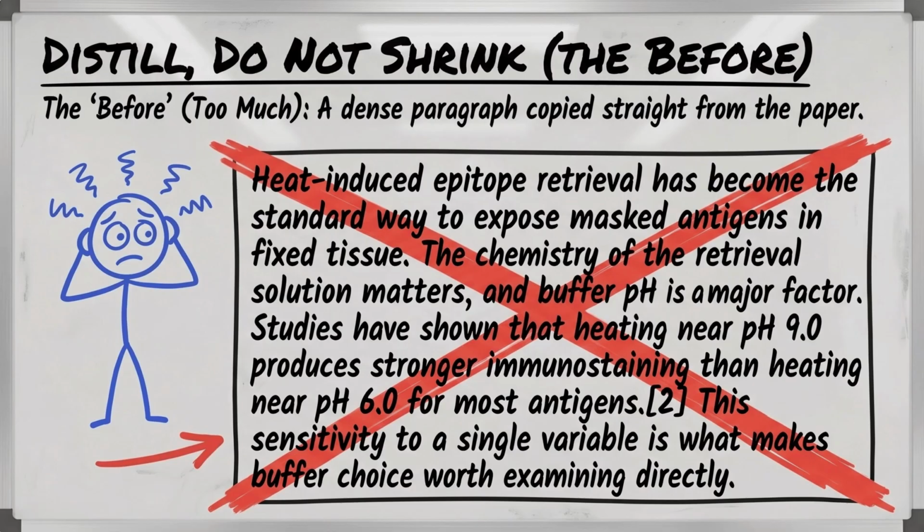Here we see an example of a poster that falls into the trap of shrinking instead of distilling. It's packed with text, making it overwhelming and difficult to read from a distance. The problem isn't the amount of information, it's how that information is presented. A busy conference environment demands clarity and conciseness. This before example shows what happens when you prioritize quantity over readability. Now, let's look at how we can fix this.